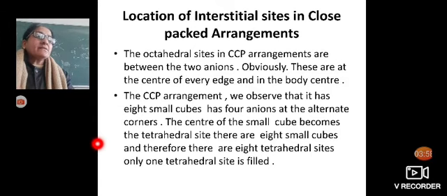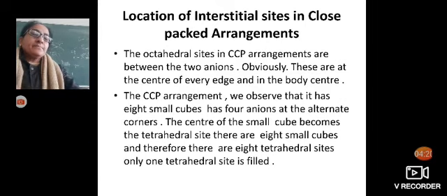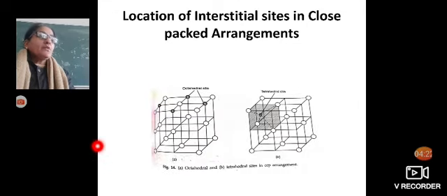In the cubic close packing arrangement, there are 8 small cubes, each with 4 anions at alternate corners. The center of the small cube becomes the tetrahedral site, and as there are 8 small cubes, there are 8 tetrahedral sites. Only one tetrahedral site is filled. This is the location of interstitial sites in close packed arrangement: the octahedral site and the tetrahedral site.